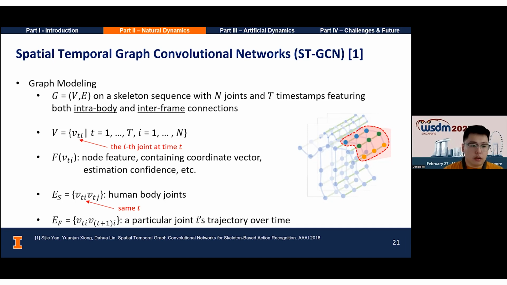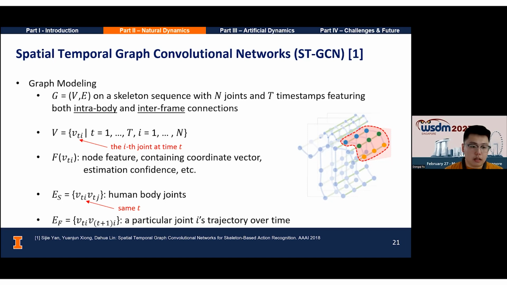For the intra-body, or intra-snapshot, connection, we have E_S, the edge set. The edges are node connections in the single time step t. You can see v_ti and v_tj: they are the node i and node j connections in time t.